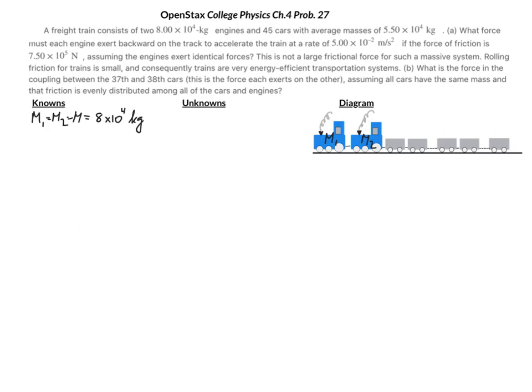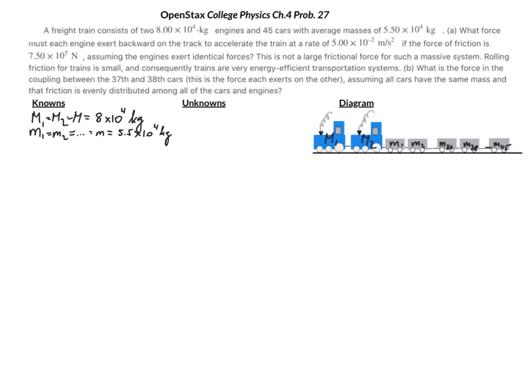And then there are 45 little cars, so I'm going to call them m1, m2, and then dot, dot, dot here. Let's call this m37, m38, and so on, and this is m45. And all of those masses are the same, so lowercase m1 equals lowercase m2 equals dot, dot, dot equals, I'm just going to call it lowercase m, and that is 5.5 times 10 to the 4th kilograms.